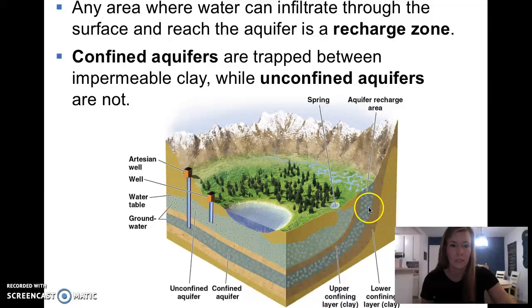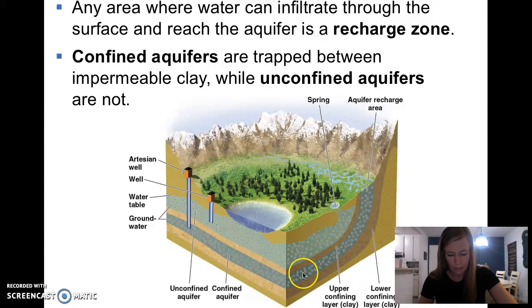We also have confined aquifers, which are trapped between impermeable clay. Down here, these aquifers are storing water, but we can't really get to them because they have this upper confining clay layer, versus this unconfined aquifer up here. It's easier to access through a well. And that is a recharge zone right there.